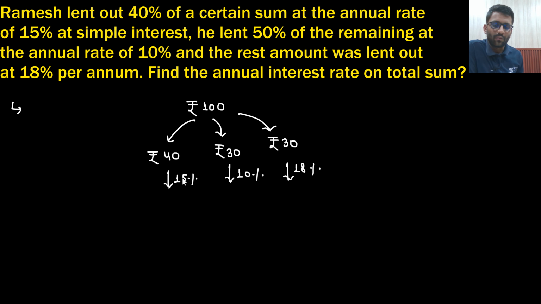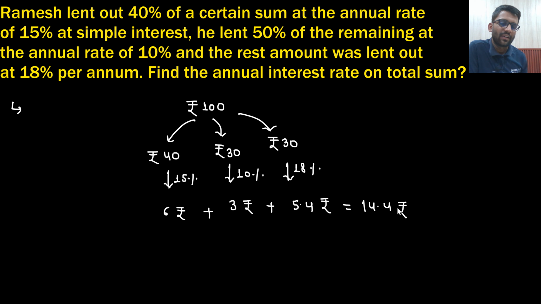Okay, what will be the annual interest rate on the total sum? So here, how much money is he getting? In 1 year, from 40 at 15%, he would get 6 rupees. At 10%, he would get 3 rupees. And 18% on 30 rupees, he would get 5.4 rupees. So what is the total amount he will get?